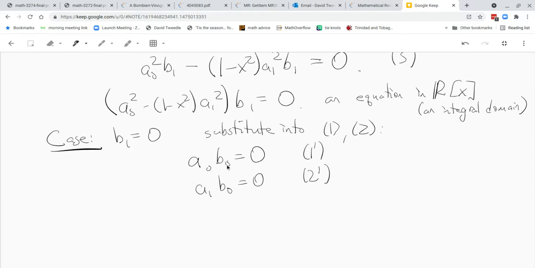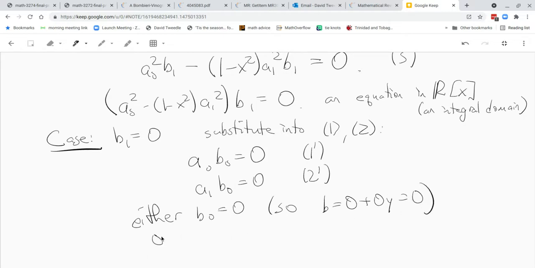Well, if B0 is non-zero, then both A0 and A1 are 0. Or B0 equals 0, in which case we're done, so B equals 0 plus 0 times Y, which equals 0. Or if B0 is non-zero, then again, we're working in an integral domain, so A0 and A1 are both 0.